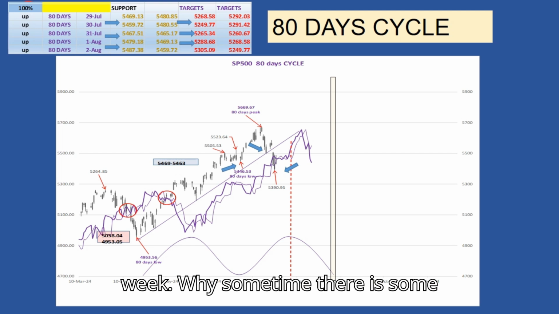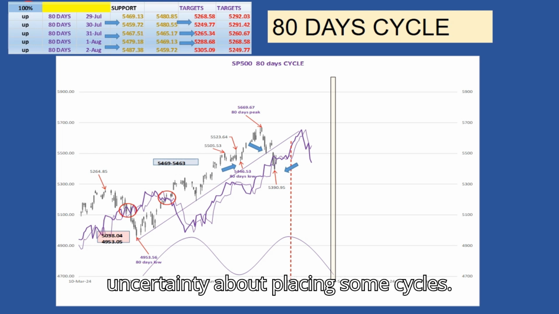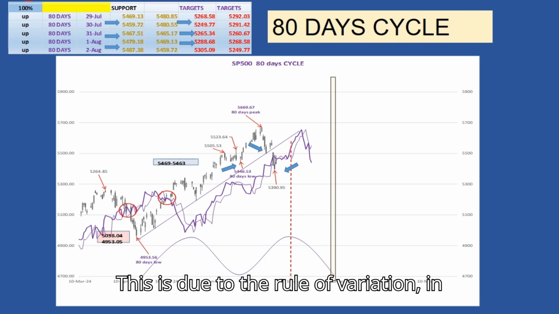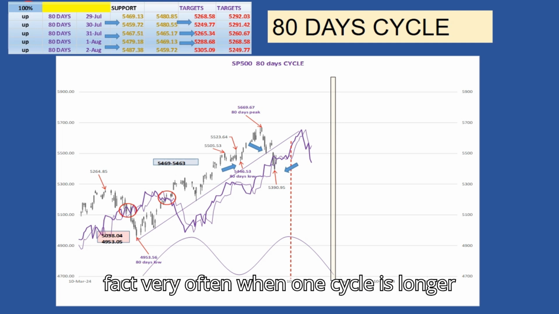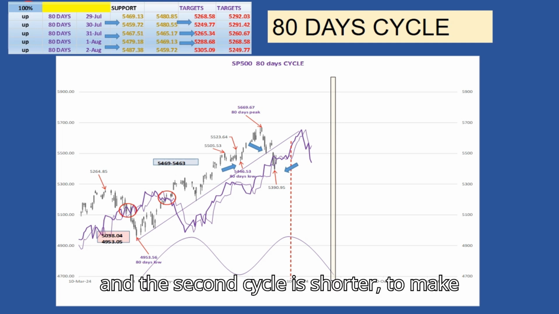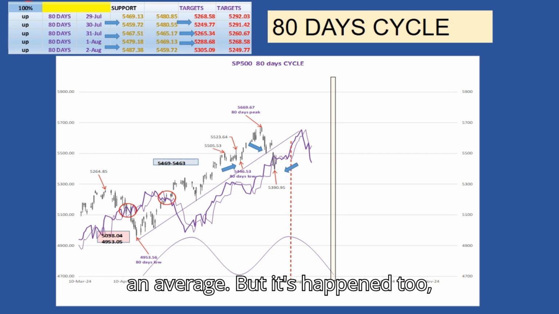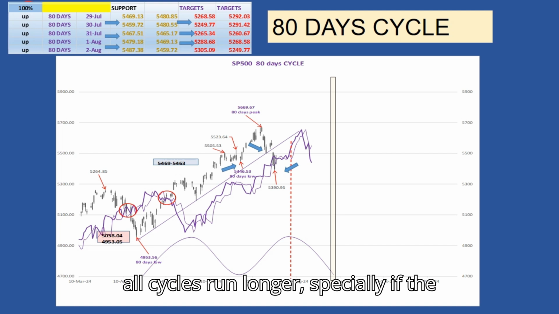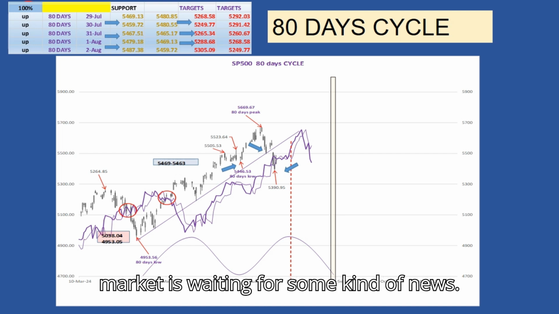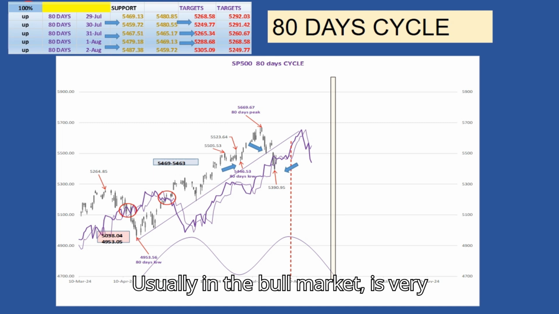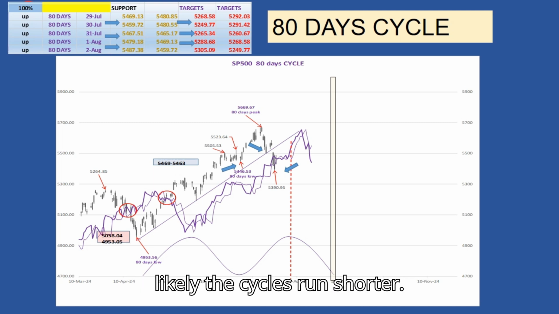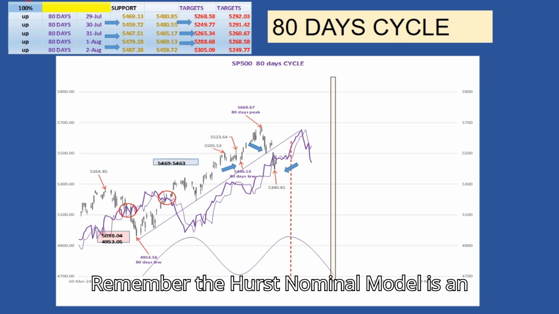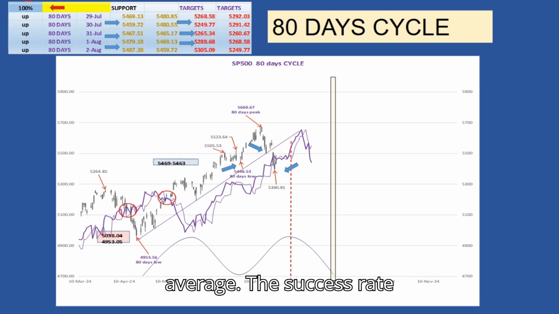Why sometimes is there some uncertainty about placing some cycles? This is due to the rule of variation. In fact, very often when one cycle is longer, the second cycle is shorter, to make an average. But it happens too that all cycles run longer, especially if the market is waiting for some kind of news. Usually in the bull market, it is very likely the cycles run shorter. Remember the Hurst nominal model is an average. The success rate is 100%.